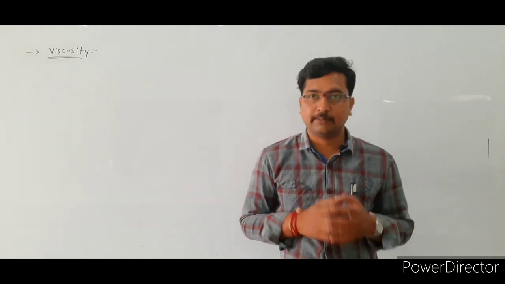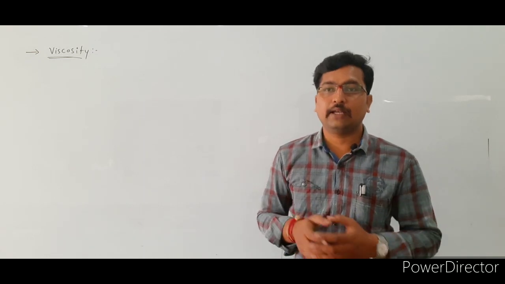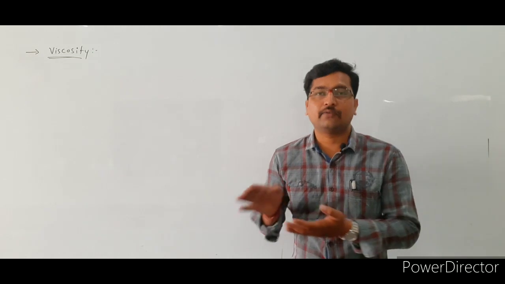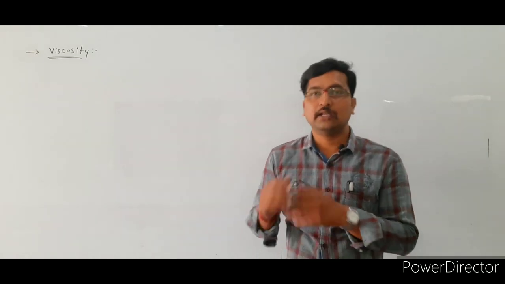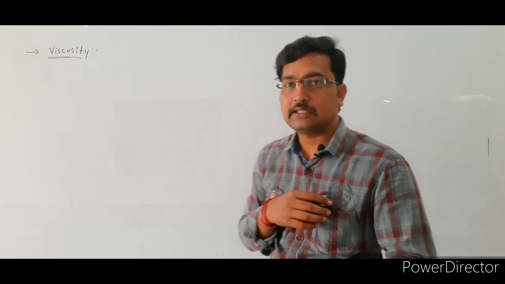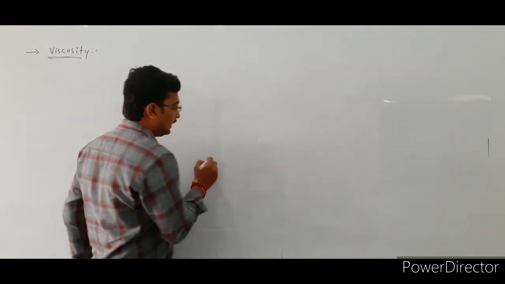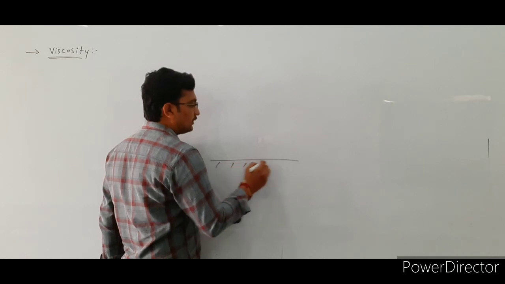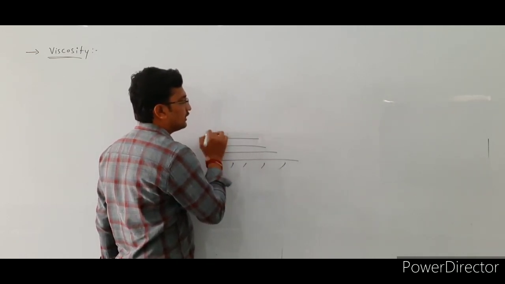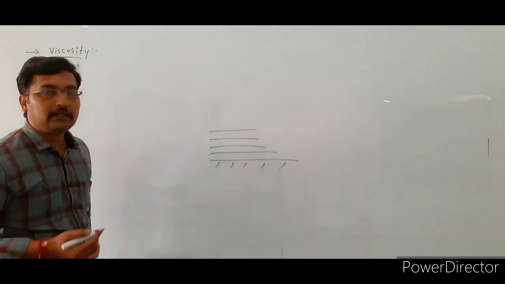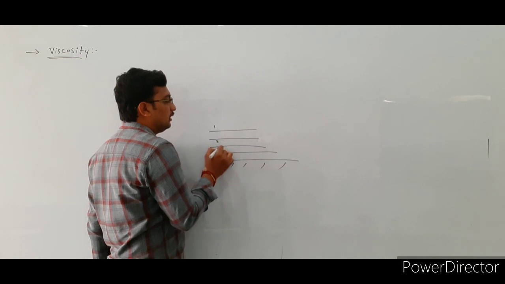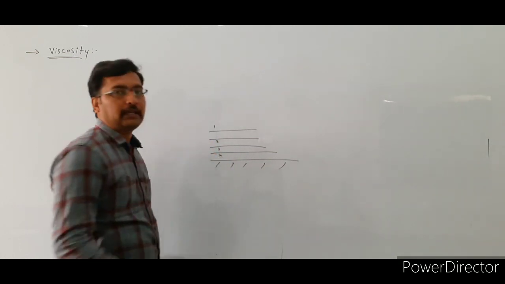In a similar manner, when a layer of a liquid slides over a layer of another liquid, the force of friction between these two layers is known as the viscous force. Here is a general example. Consider a horizontal surface. If the liquid flows on a horizontal surface, it forms different layers. Consider the first layer, second layer, third layer and the fourth layer.